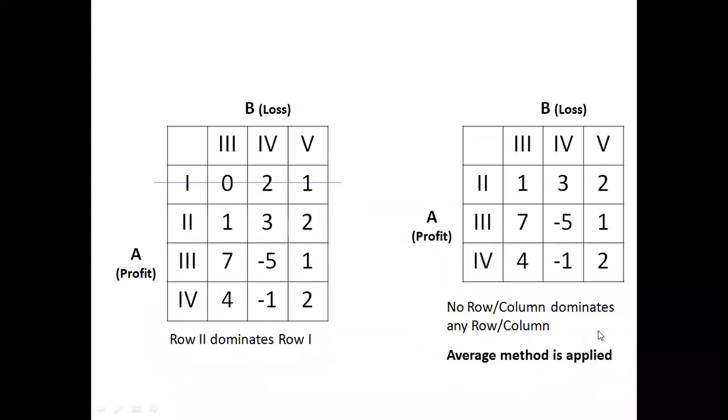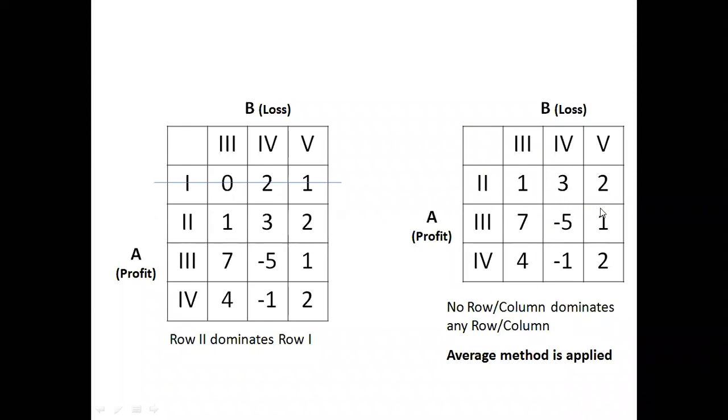Fine. Similarly, now in this step, I have erased row 1, so this particular step is repeated. So row 2 dominates row 1 means 1 is greater than 0, 3 is greater than 2, and 2 is greater than 1. So here row 1 is deleted. Actually, it should have been deleted earlier. So ultimately what you get is a 3 by 3 matrix.